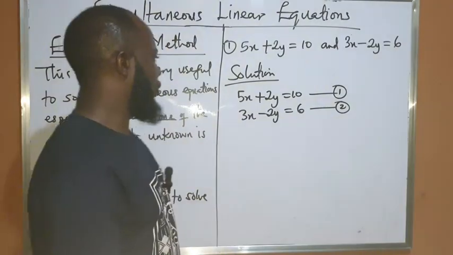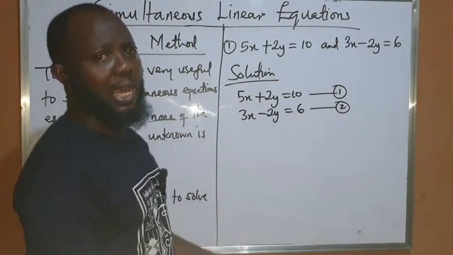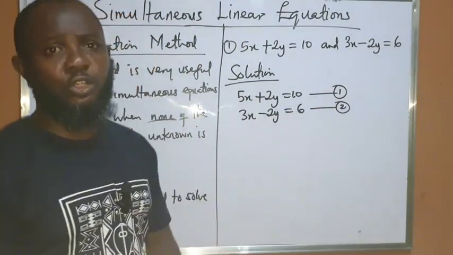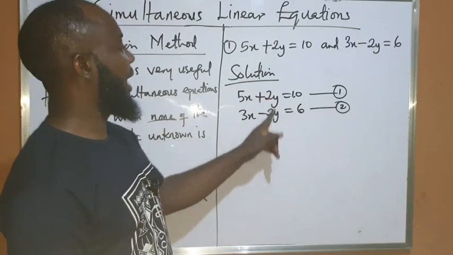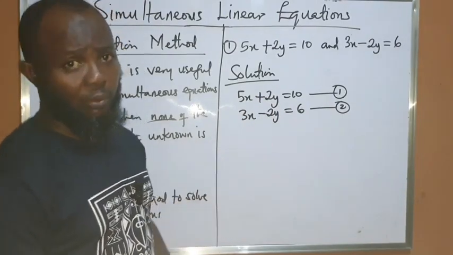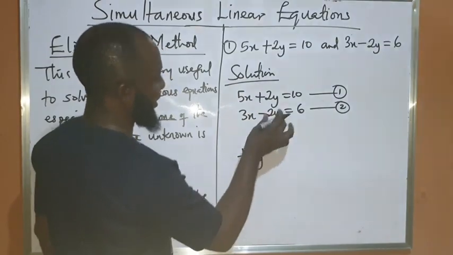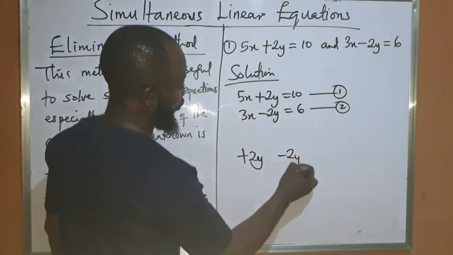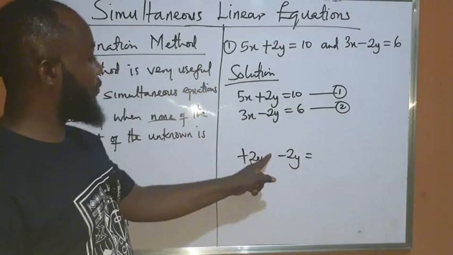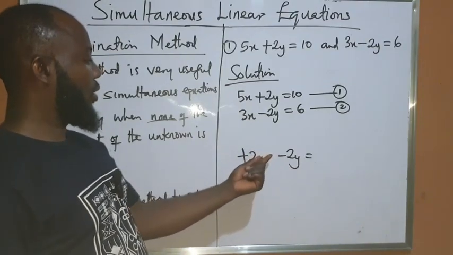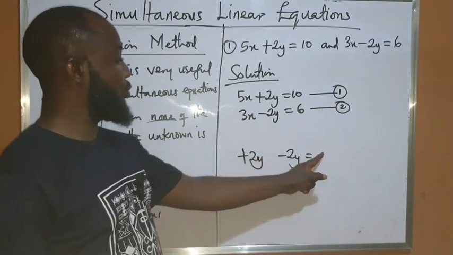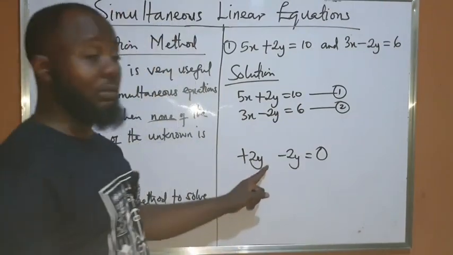Is that clear? So how do we do that? How can we kill this? It is for us to find it and turn it to 0. How are we going to do that? So what we have here is plus 2y, right? And the second one is what? Minus 2y. So we have to put one operation here to make this 0. So what are we going to put there?